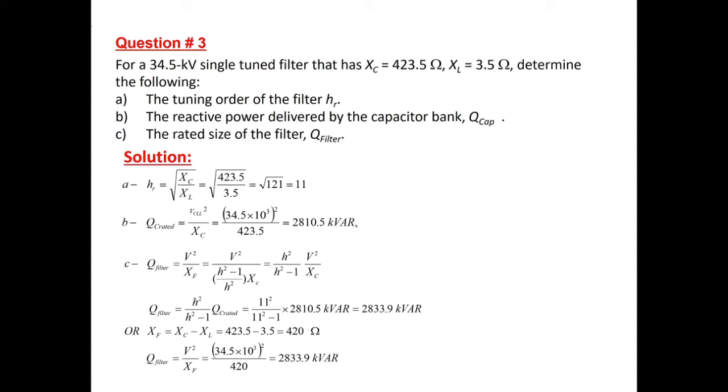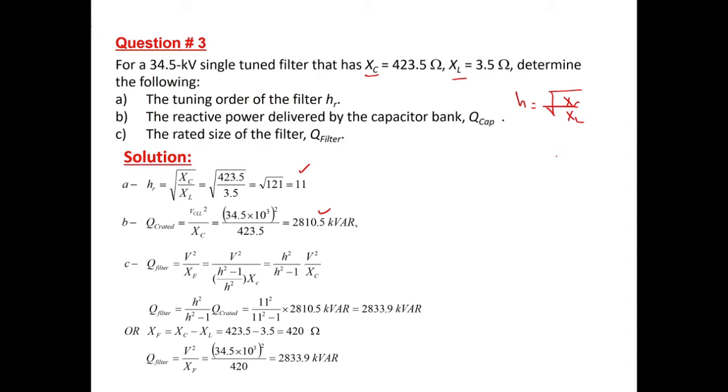Question 3: we have a 34.5 kilovolt single tune filter that has XC of that, XL of that. Determine the tuning order of the filter, H. We know that H will be equal to the square root of XC divided by XL, and that will give us that value. Determine the reactive power delivered by the capacitor bank. It is V squared over XC, and that will be the value. Determine the rated size of the filter.